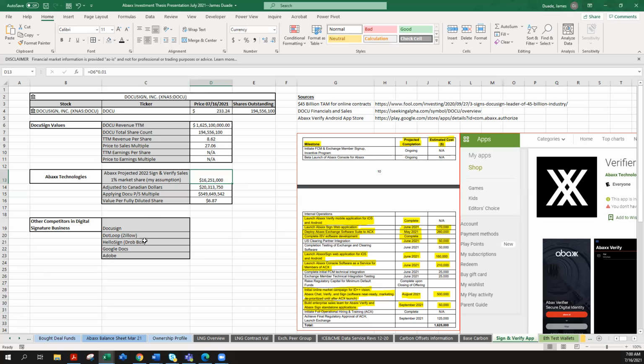There are some competitors in the space aside from DocU. There's Dotloop, there's HelloSign, which is by Dropbox. Dotloop is for Zillow, for signing real estate contracts. Google Docs and Adobe are obviously in the space as well.